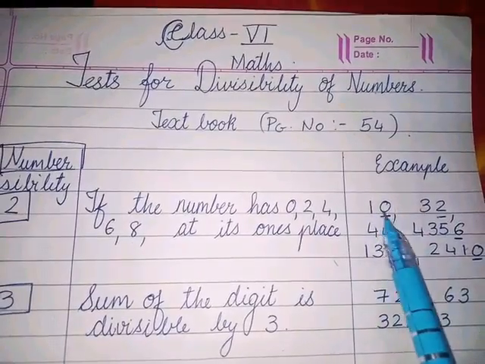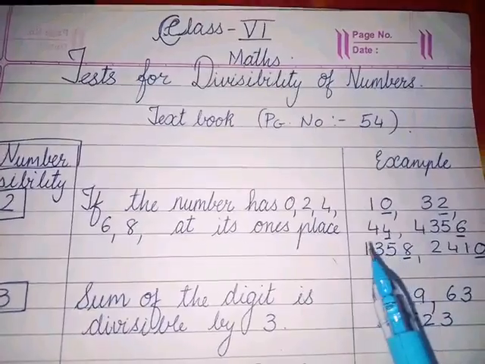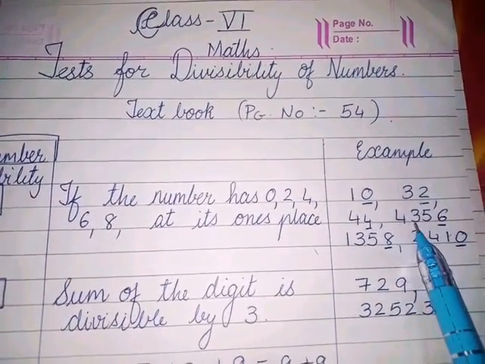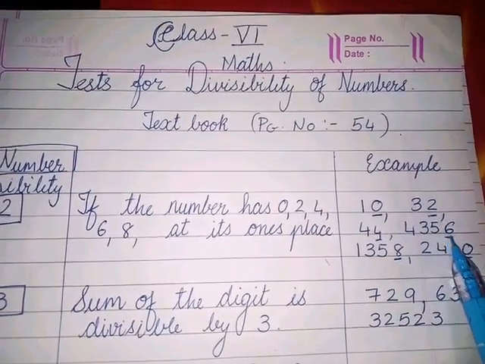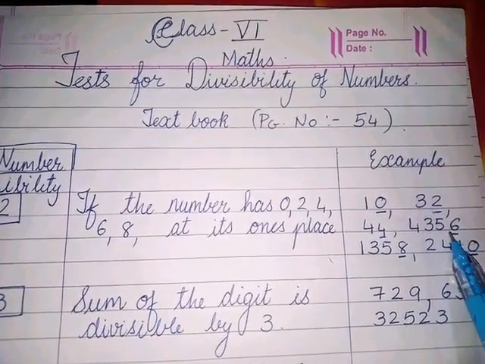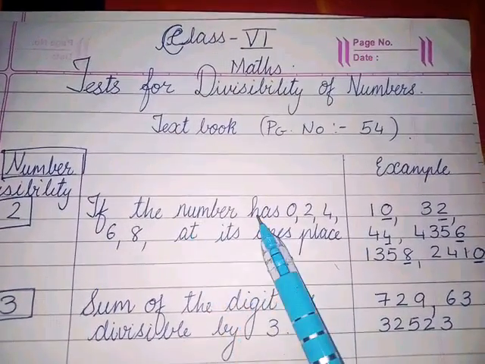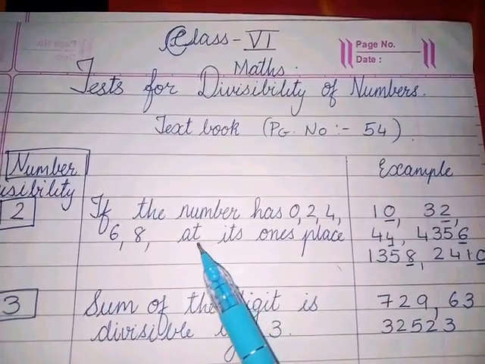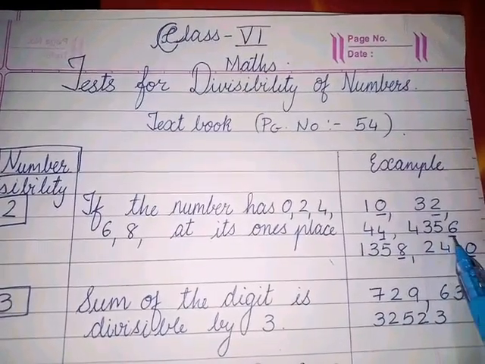But this is a small number, so directly we can come to know that 2 fives are 10. But what happens if the number is big? For example, take this number 4356. If you see at the ones place, the digit is 6. In the rule it is said that if the number has 0, 2, 4, 6 or 8 at the ones place, then we can say that this number is divisible by 2.